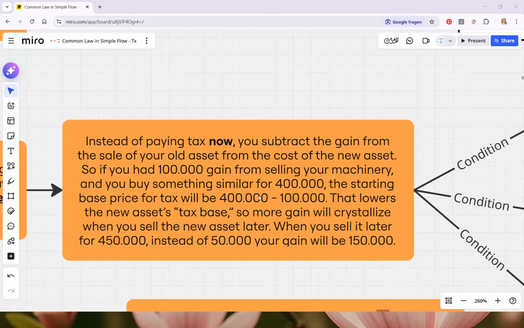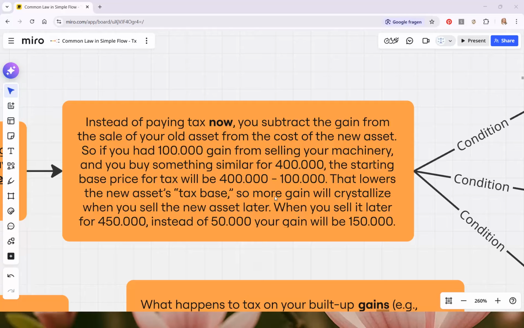You buy a new machine for 400K, and for tax it costs 300,000 because you have this 100K gain. You take 100K off the 400K, so now you have 300K for tax. That lowers the new asset's base. Then you decide to sell your machine, which cost 400K, for 450K. You subtract the 300 from this 450K, and your gain would then be 150K. So this 150K includes also the 100K gain from last time.